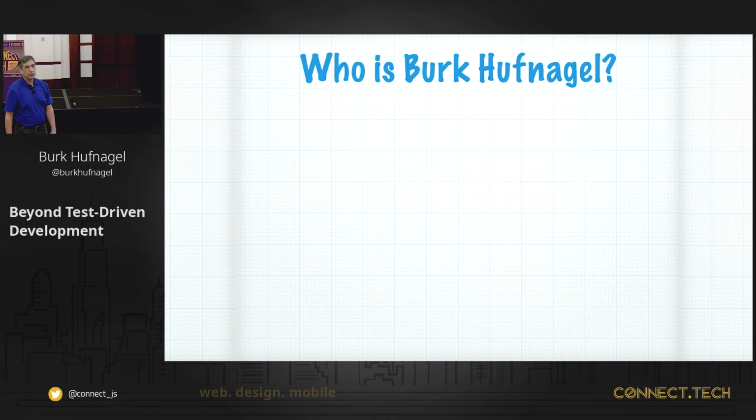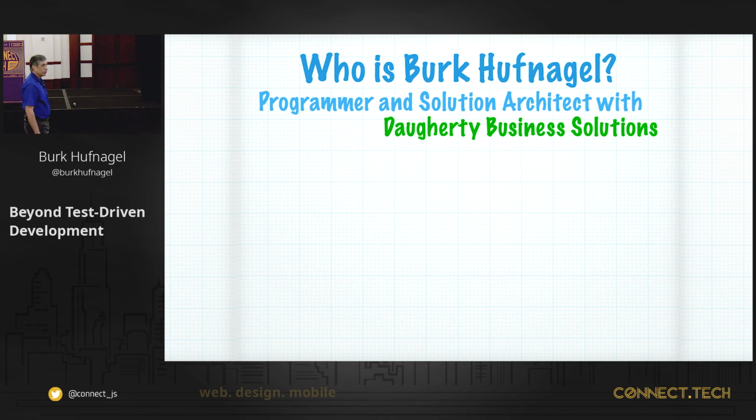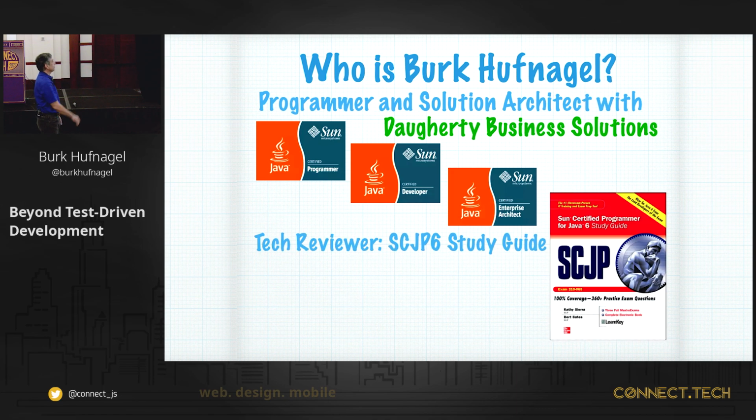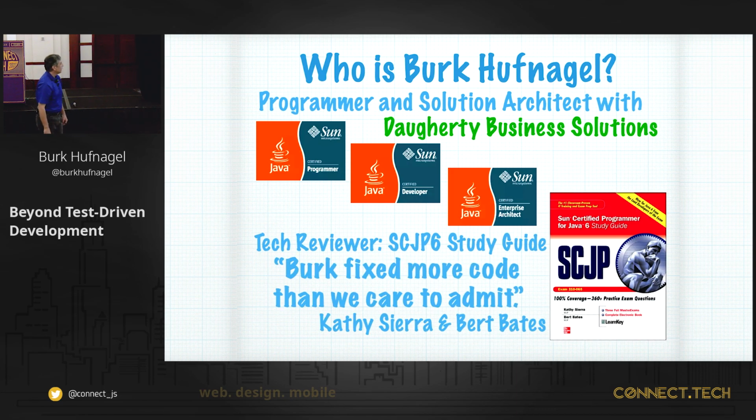My name is Burk Hufnagel. I'm a software architect and a programmer with Doherty Business Solutions. We're a consulting company based out of Atlanta, but we've got offices around the country, and that's all good stuff. I've been doing this for a long time. If any of you know Sun Microsystems, they're the guys that originally created Java, and I got certified with them, and got to help with this book. They gave me a great quote.